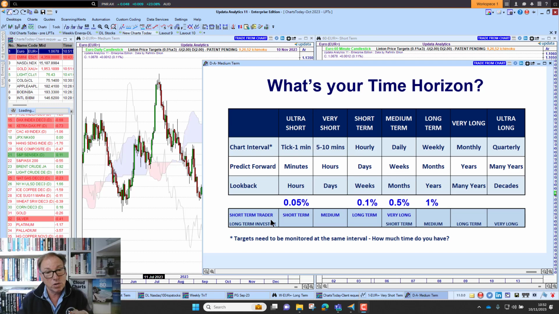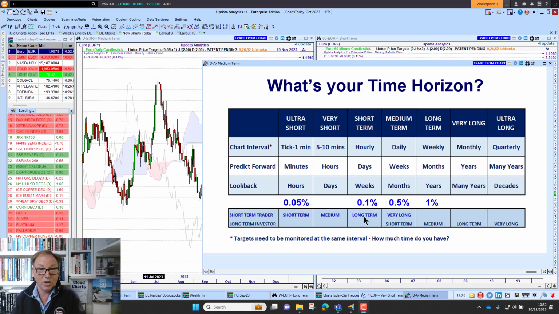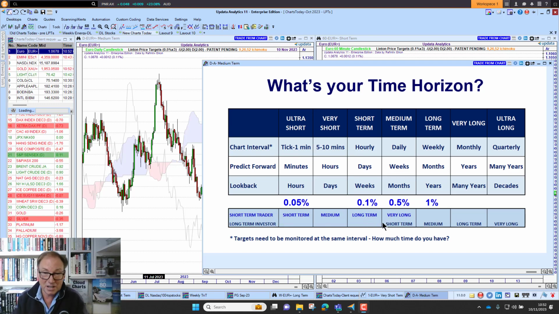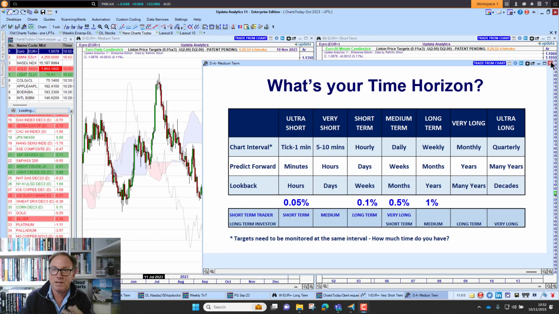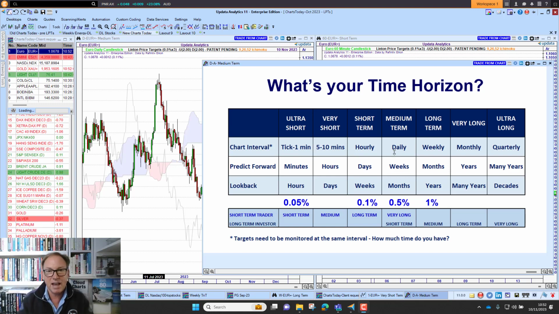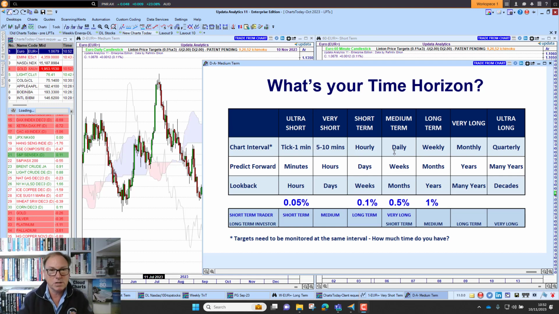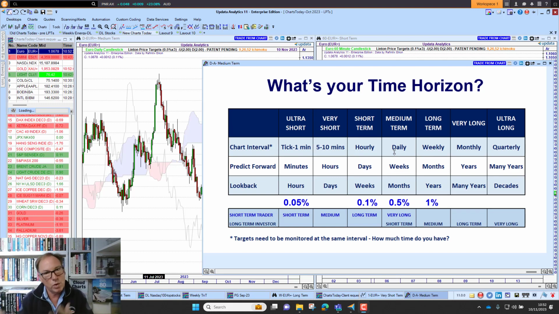And remember, a short-term trader might consider that long-term is days and weeks, and a long-term investor might consider that short-term is weeks. So the best thing to do is to define these time horizons. The daily chart is the medium term. That means weeks ahead. We're looking back months. The short-term chart's a 60-minute chart. We're thinking days ahead. And the long-term chart is a weekly chart where we're thinking months and years ahead. So that's really the way to remember to resolve this.